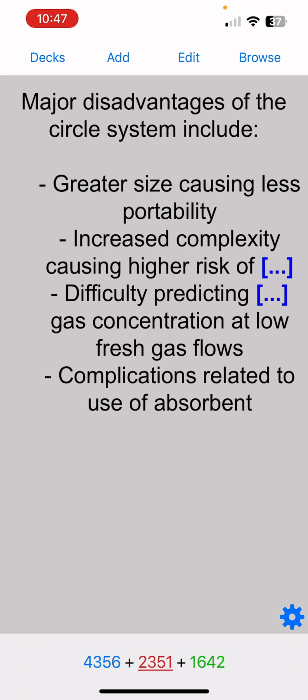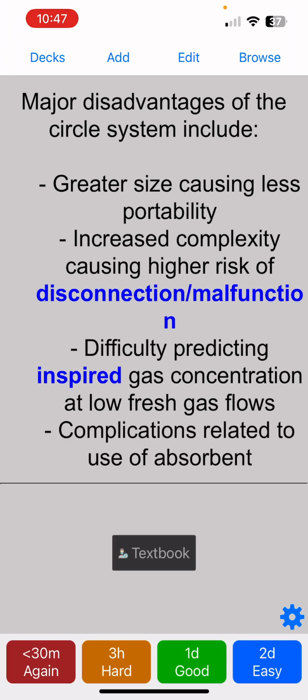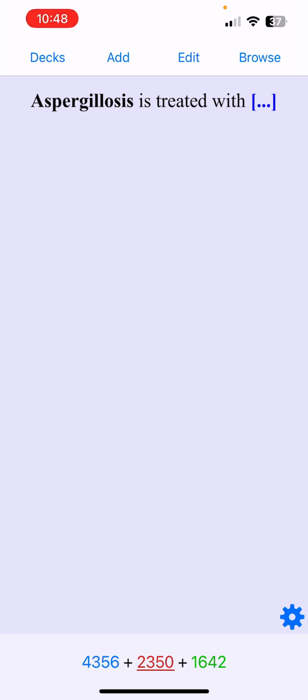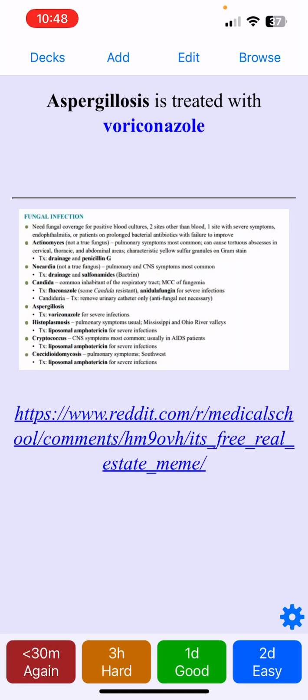Medical advantages of the circle system include... What do you mean, what is the circle system? Major disadvantages. I have no idea what that's talking about, so I should have read the textbook. What's used to treat aspergillosis? It's a type of medication. I really don't know. Voriconazole.